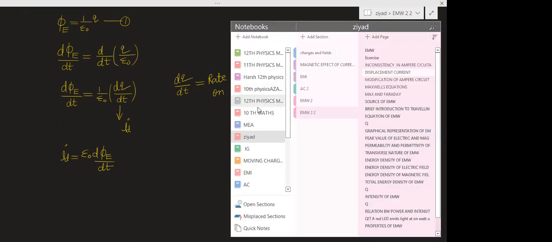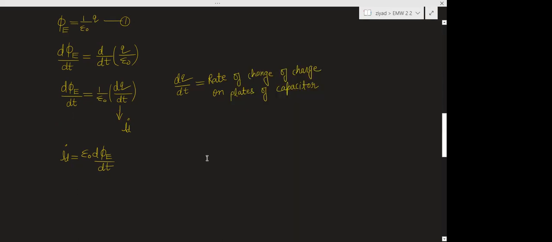After this, we will discuss how the electromagnetic wave can be produced. See the name electromagnetic. Basically, in an electromagnetic wave, there is an electric field and a magnetic field, and that electric field and magnetic field are continuously changing with respect to time.